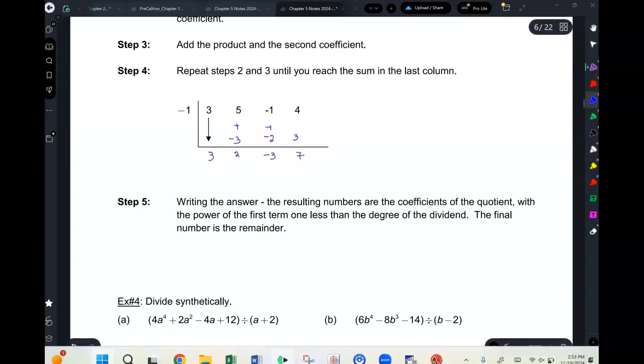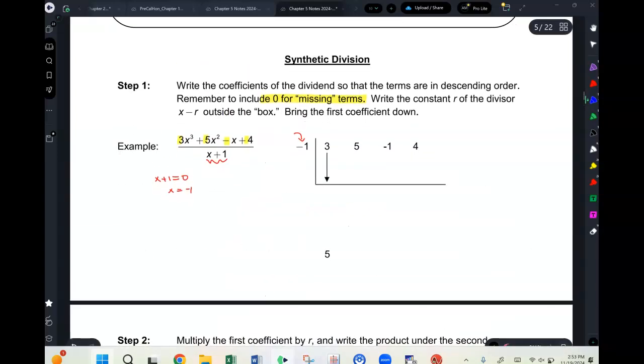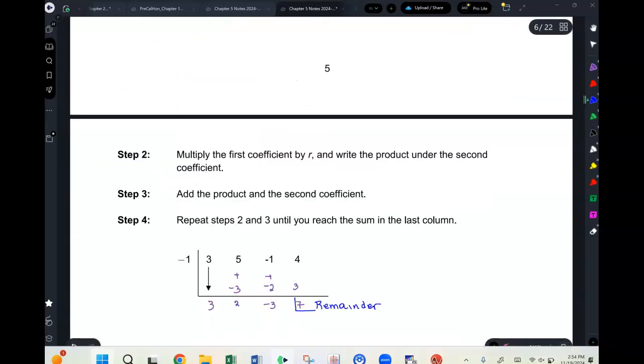Okay, now look. This number is the remainder. Now, what did our problem start with? An x to the power of what? 3. Dividing by x to the 1 reduces the degree by 1. So, if this was x cubed, now the degree reduced to x to the power of 2.